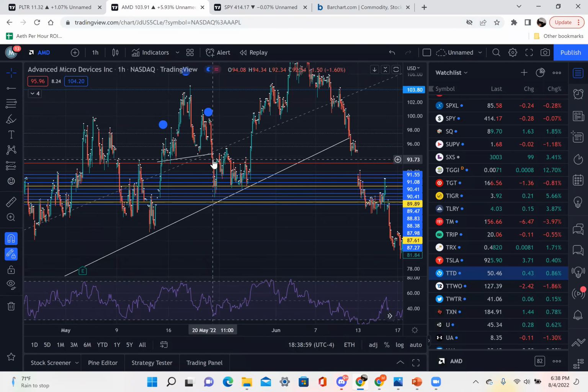This is 50. This is the fifth. It's not about the 50. It is called the 50% retracement rule, but it's the 50%.